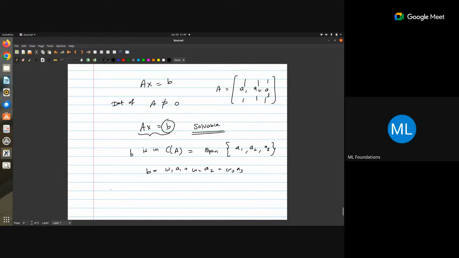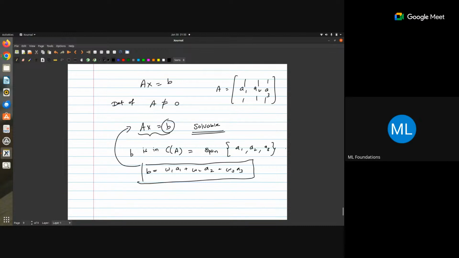So if B is a certain combination of this, or any combination of this, then the system of linear equations is solvable. What does that mean now? What is this actually? Linear combination. So that means all the column vectors are actually in that space, right?